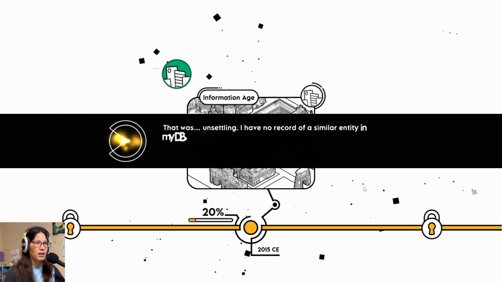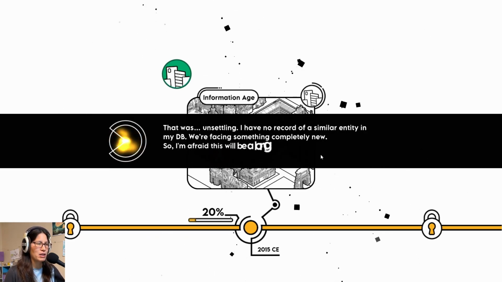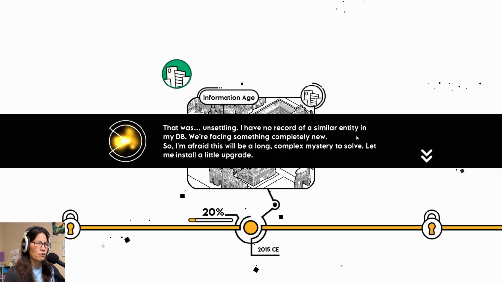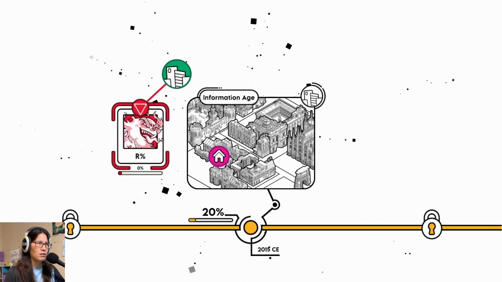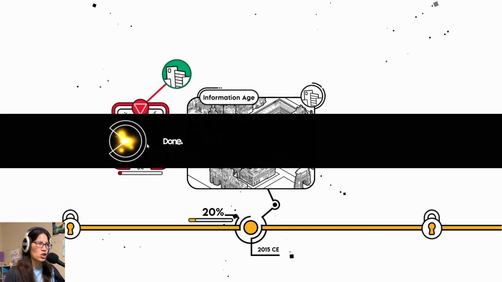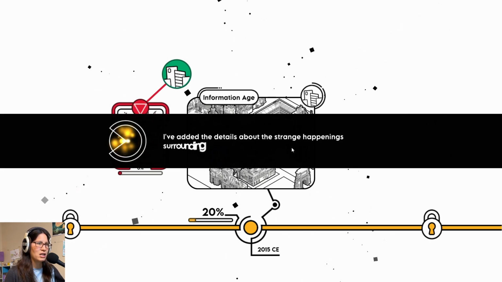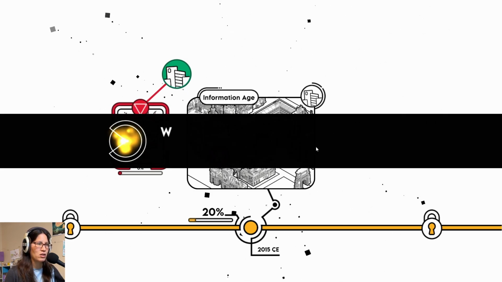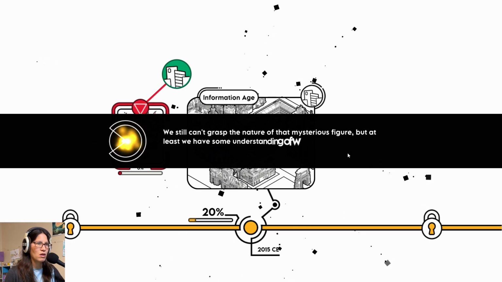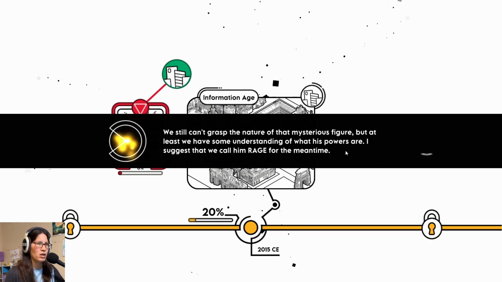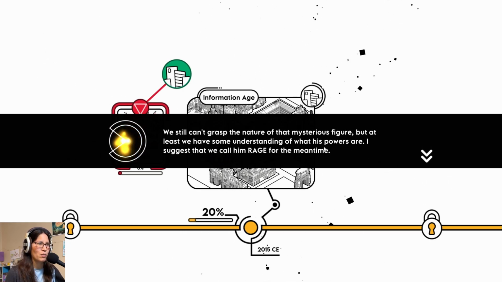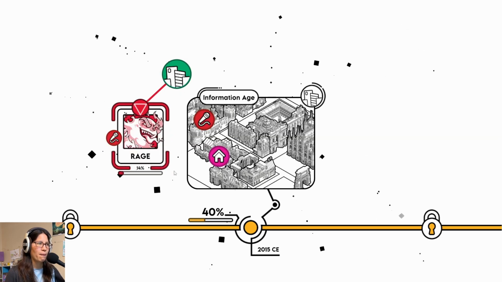That was unsettling. I have no record of a similar entity in my database. We're facing something completely new, so I'm afraid this will be a long, complex mystery to solve. Let me install a little upgrade. Done. I've added the details about the strange happenings surrounding the last case on the board. We still can't grasp the nature of that mysterious figure, but at least we have some understanding of what his powers are. I suggest that we call him Rage for the meantime.